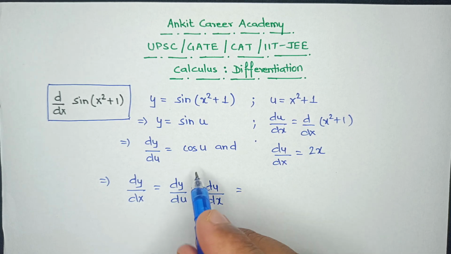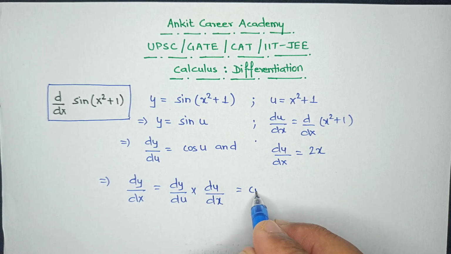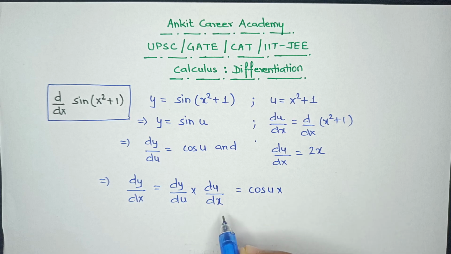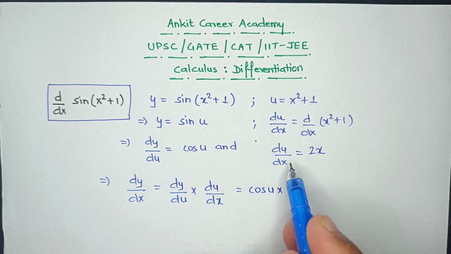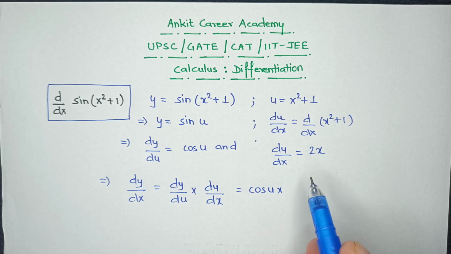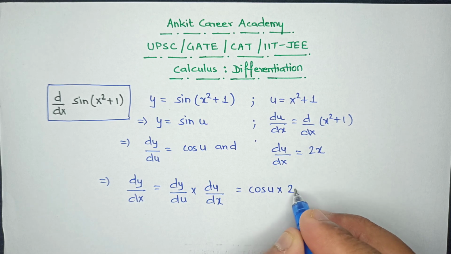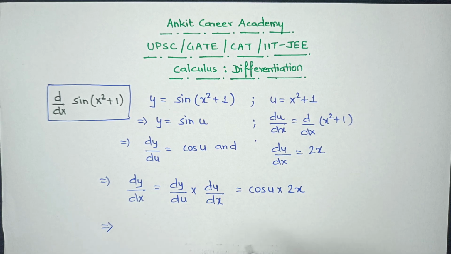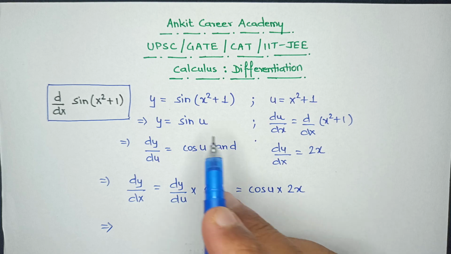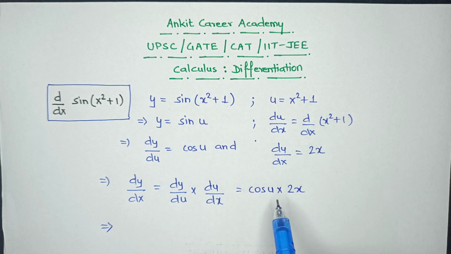Now the value of dy by du is cos u, so I'll write cos u over here, and then I'll multiply this by du by dx. The value of du by dx is 2x, so this is multiplied by 2x. But this term u here we had substituted as x square plus 1, so we'll substitute this as such.